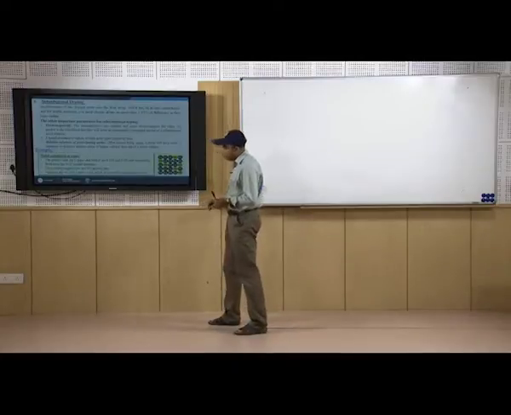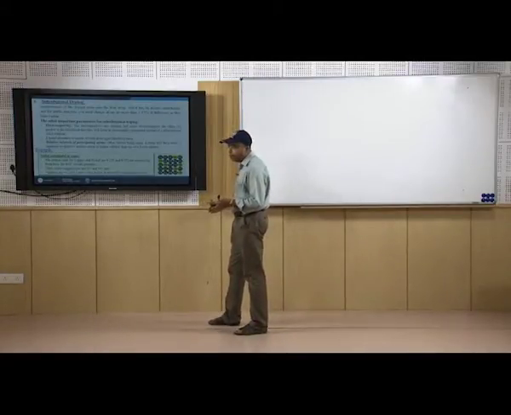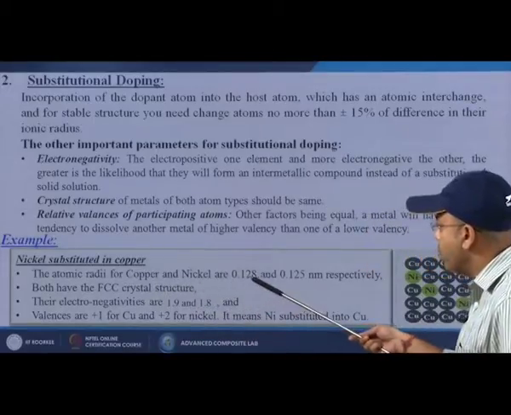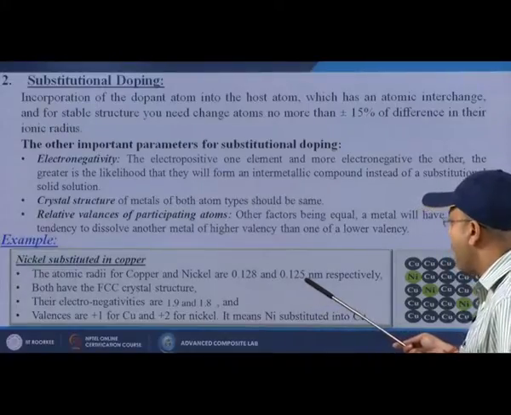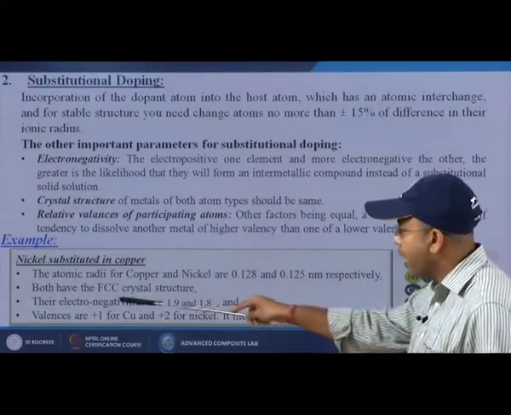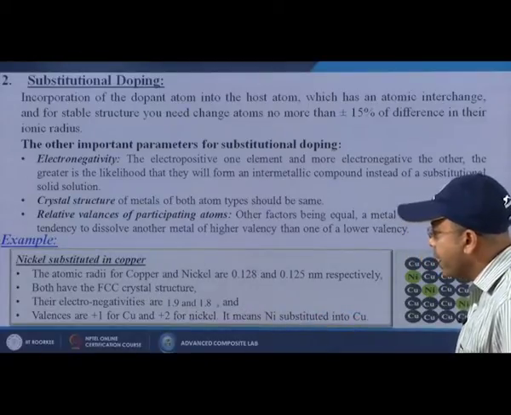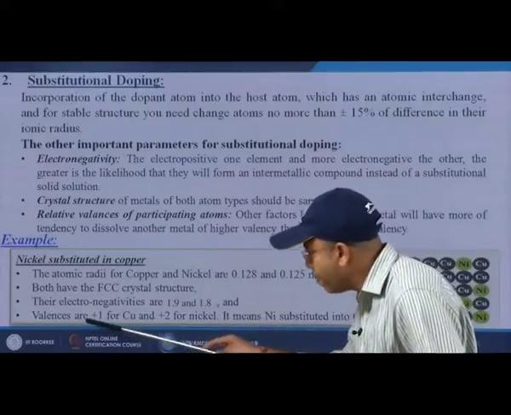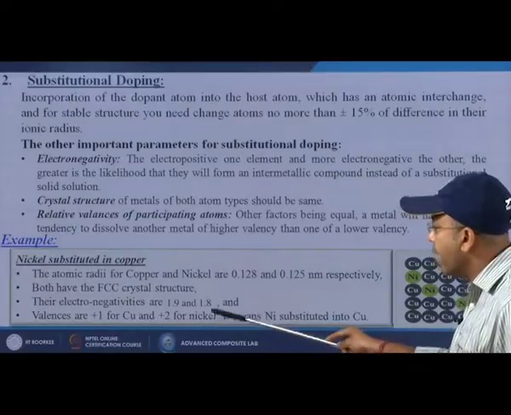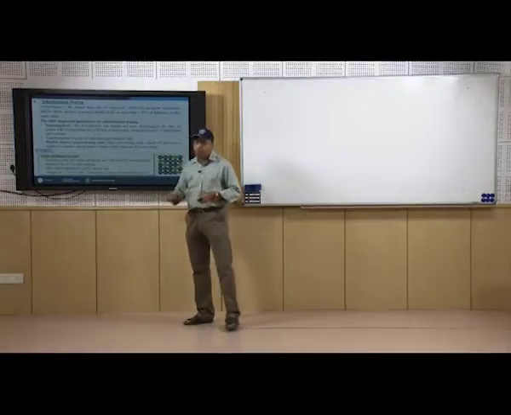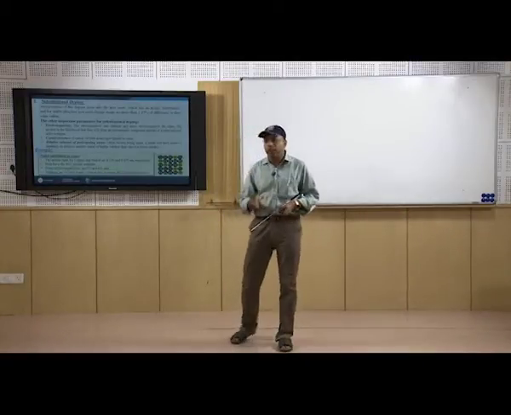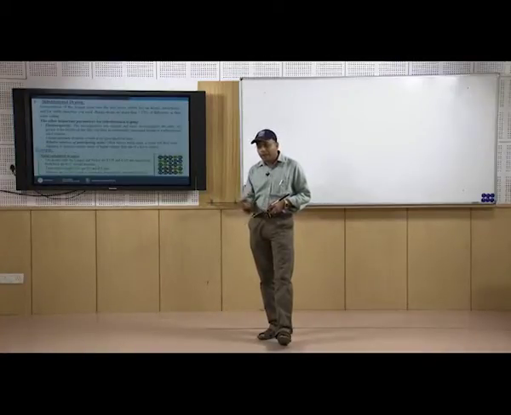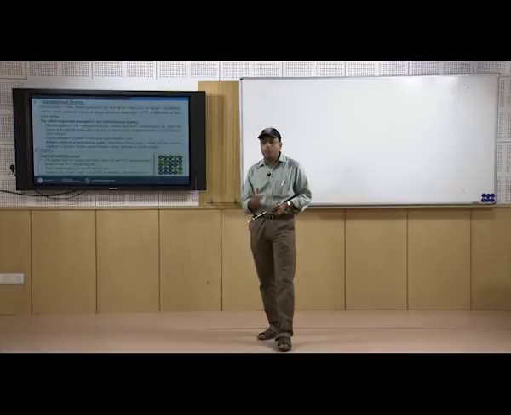So here we have given one example of nickel substituted into copper. The atomic radii for copper and nickel are 0.128 and 0.125 nanometer respectively. Both have the FCC crystal structure. Their electronegativities are 1.9 and 1.8, but this is the prime factor: valences are +1 for copper and +2 for nickel. That means the valency of nickel is much higher than copper. So automatically, when we try substitutional doping, the nickel will go inside the copper. That means nickel will be the dopant and copper will be the parent body.